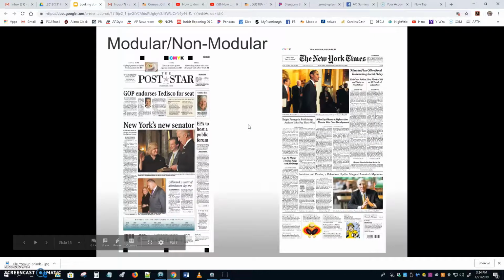Or we could look at that idea of modular and non-modular. Here's a page from the region, the Post-Star. Obviously, these are blocks of things that go together. Even though this one is separated out with a box, it's still really part of this package. We just want to see it being somewhat separate too. Blocks and blocks and blocks and blocks.